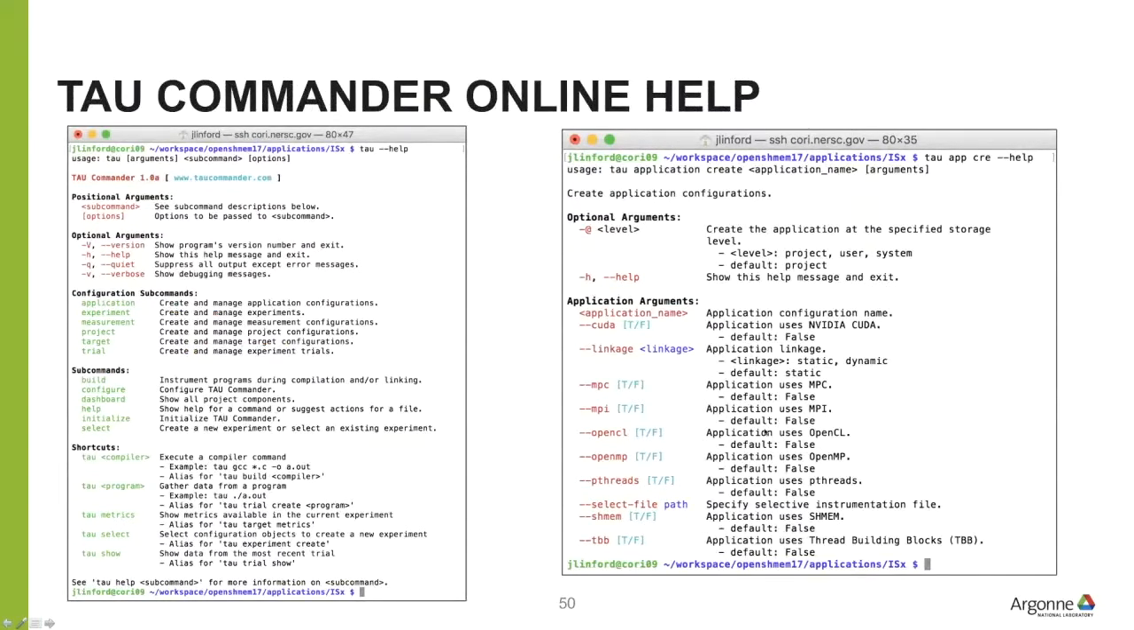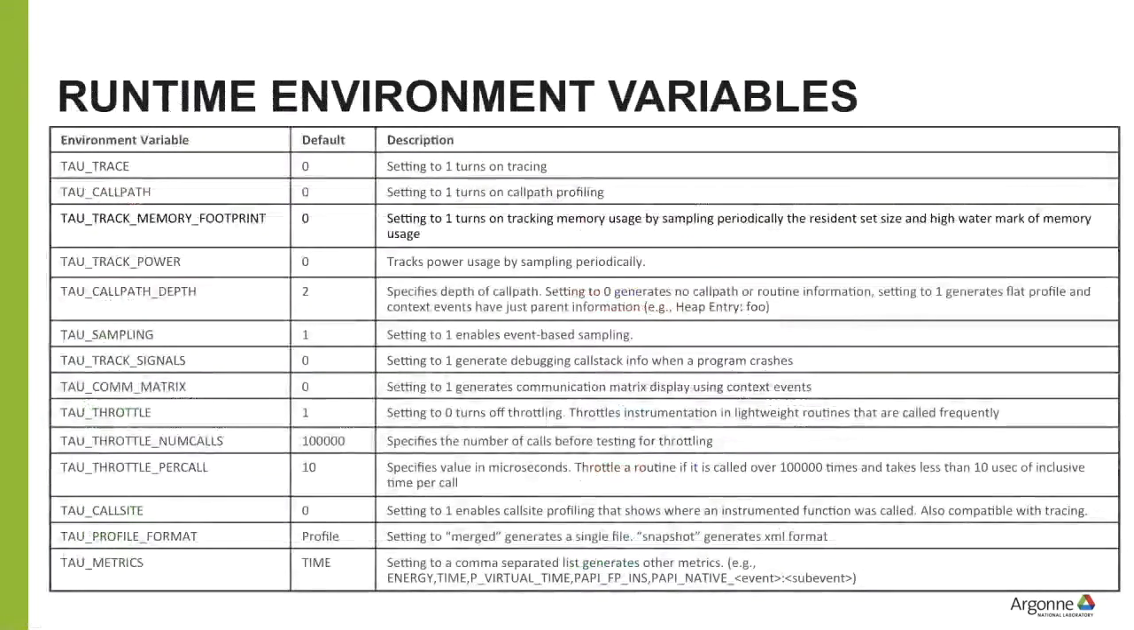Here is an example of the tau online help, tau --help. Or you can say tau application create --help, and it shows you the options for the subcommand. There are many different runtime variables in tau. Here are some examples. If you turn on TAU_TRACE equals one, you enable tracing.